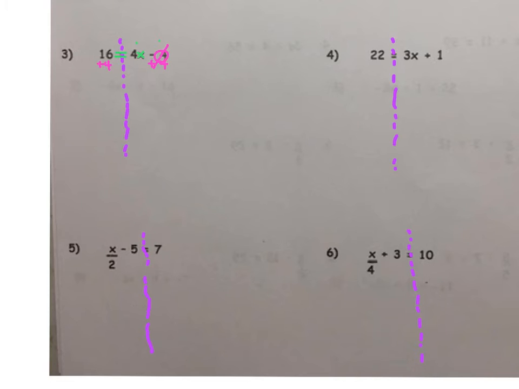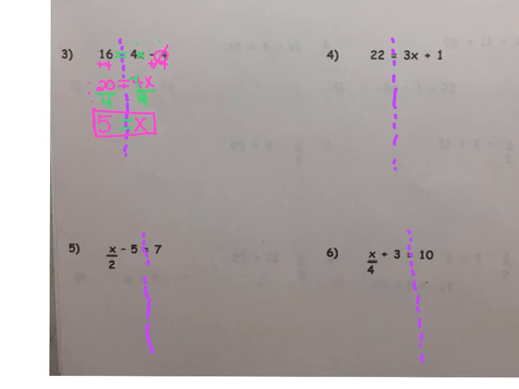We're left with 20 equals 4 times x. Now we have to get rid of the 4. Let's divide both sides by 4. And now x is alone. 20 divided by 4 gives us an answer of 5 equals x.